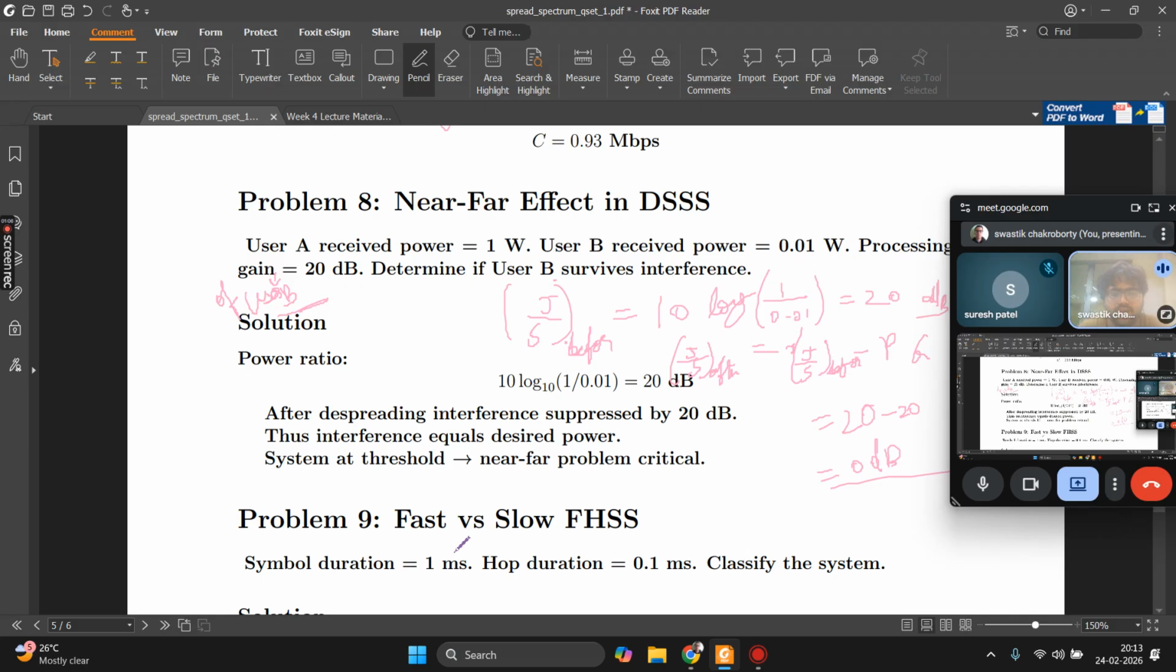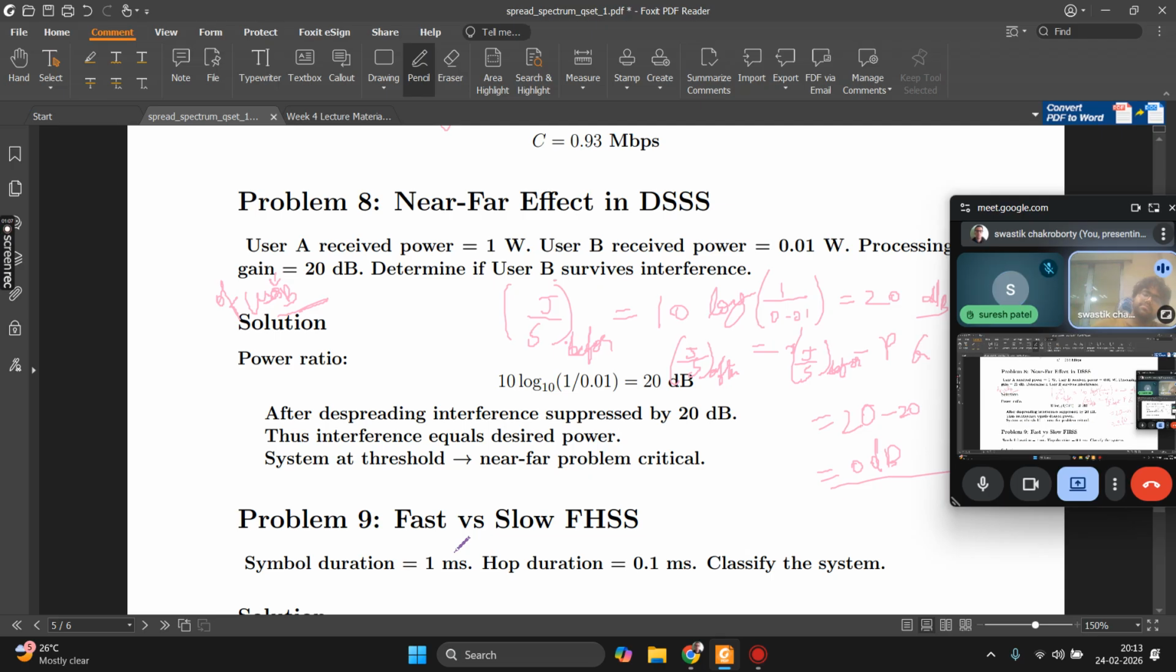It will be fast. Can you answer? Just looking at the values only, you don't need any calculation. Yes, fast.